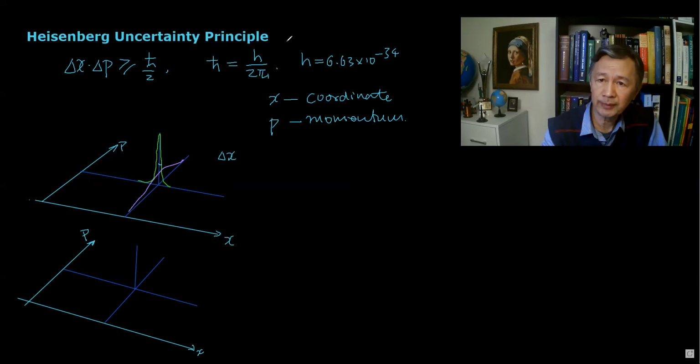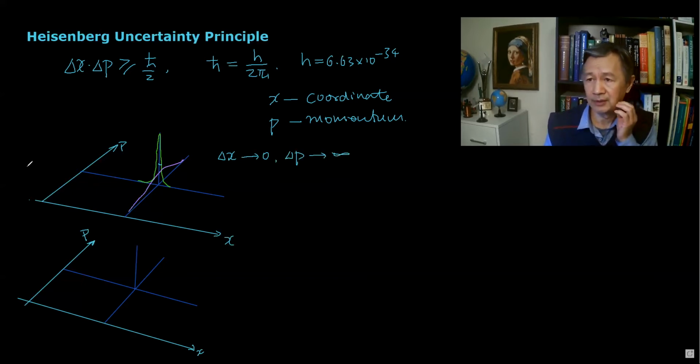If you go to the extreme, for example, if delta x approaches 0, what would happen? Delta p will approach infinity, if I just use this equation to make this point.